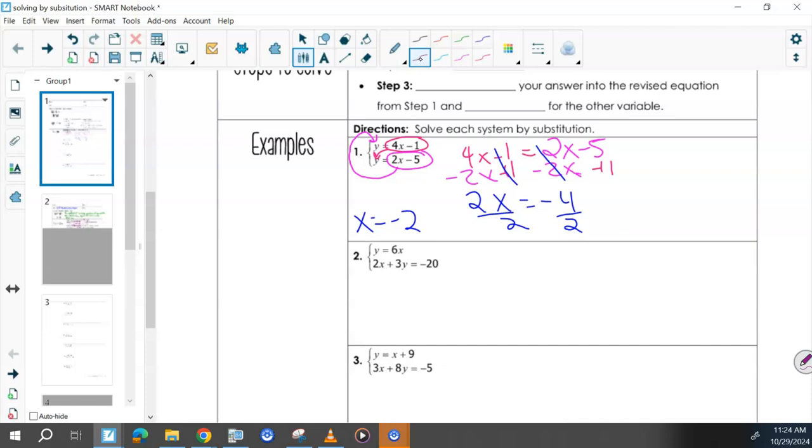So let's say I put this in the first one. y equals 4 times -2 minus 1. And then I simplify this and I see what y is. y should be -9. Once you have that x value and that y value, you're going to put those together in an ordered pair. -2, -9. Always x, y.